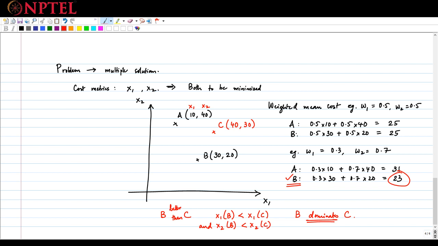Okay. On the other hand, what about A? A is a different story, right? What about A versus C? It's not quite as easy over there. x1 of A is less than x1 of C. That's good. But x2 of A is greater than x2 of C. That's bad. So A does not dominate C.